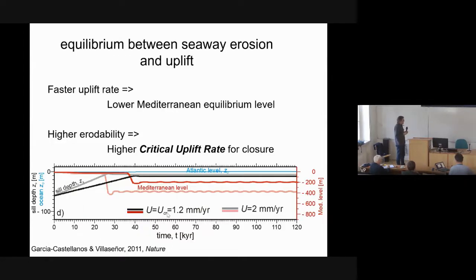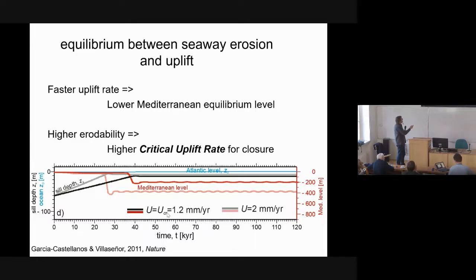And putting that together in a model, I'm showing here time in the horizontal axis and elevation in the vertical axis. If you force a constant rate of uplift, this will eventually lift the sill until it gets close to the Atlantic level, and then the sea level, in the red line, will go down because it is not receiving enough water from the Atlantic because the sill is too shallow.